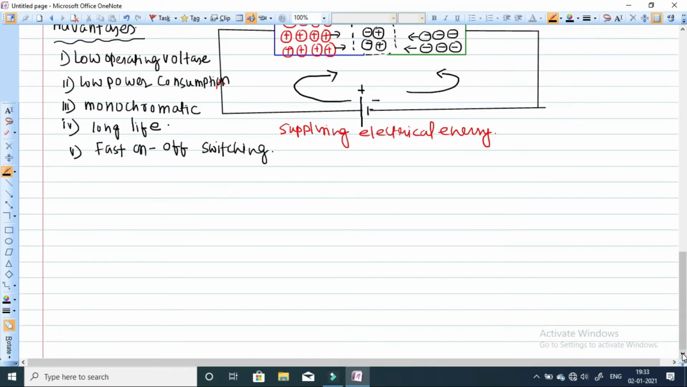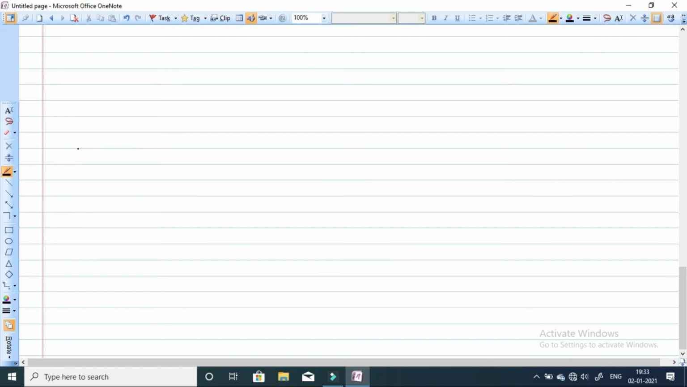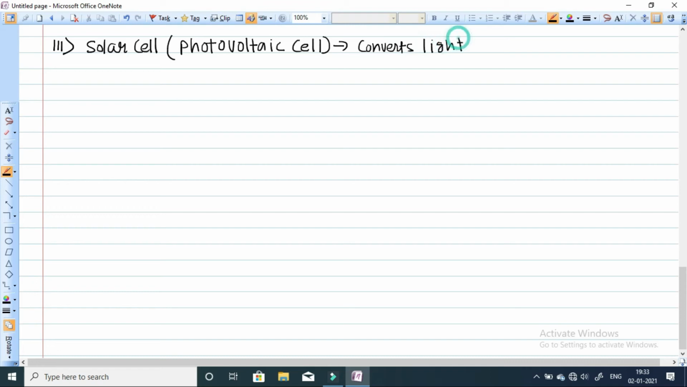Now moving to the next type of optoelectronic devices that we are going to discuss, that is the solar cell, also known as the photovoltaic cell. Basically the solar cell converts light energy into electrical energy.